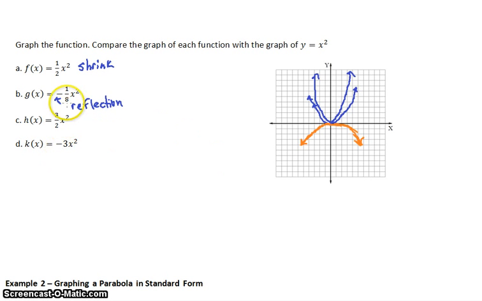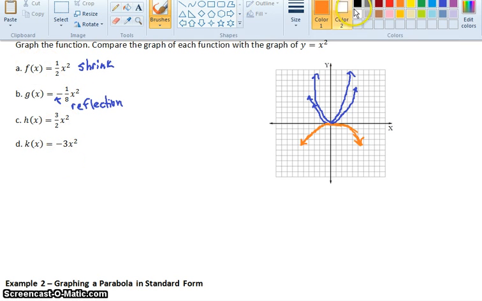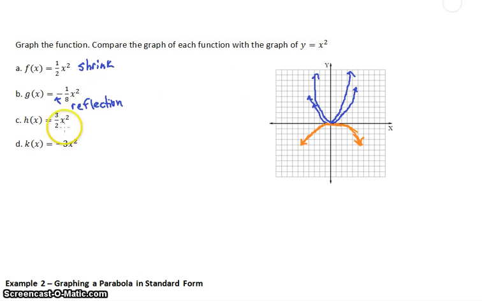This is a reflection, but it's going to be a lot steeper than the original one. So this one's going to be a reflection as well, and it's going to be a lot steeper. So it's going to be a lot more of a severe curve from a vertical standpoint. Now again, I'm not drawing these perfectly, and I'm not drawing ordered pairs either. But what you need to know is the effect that it has on this.